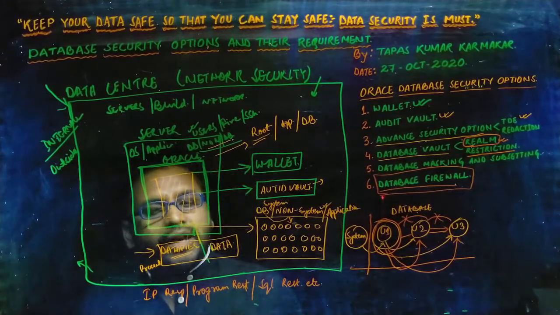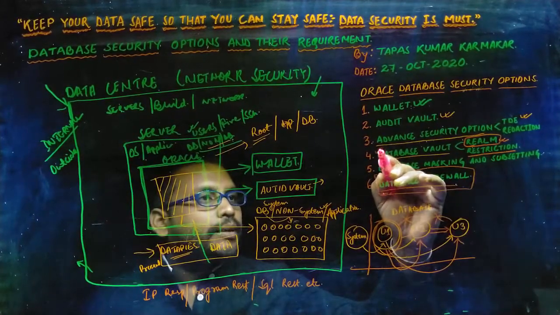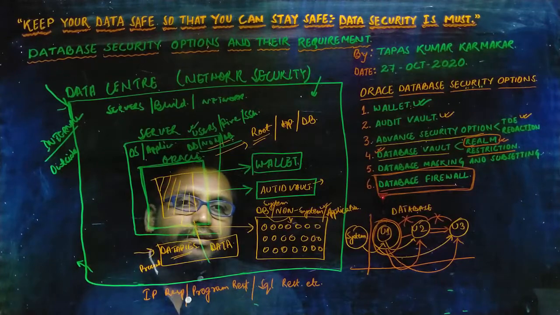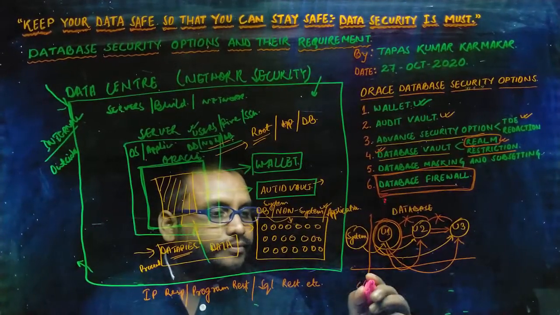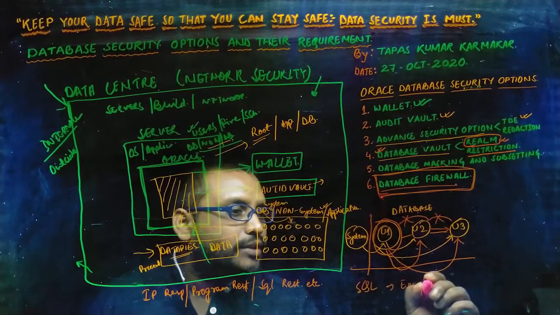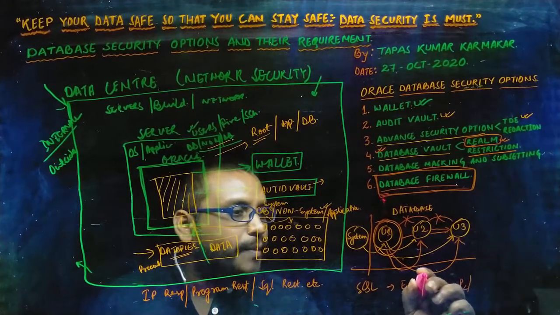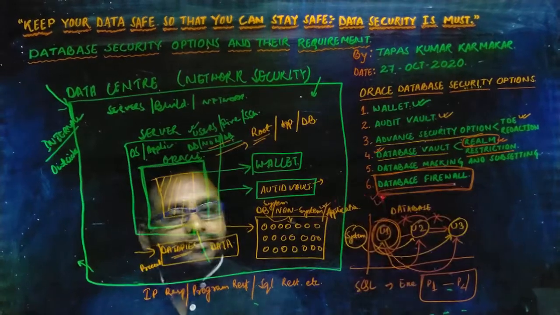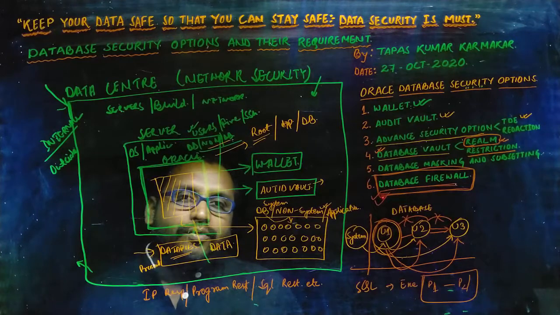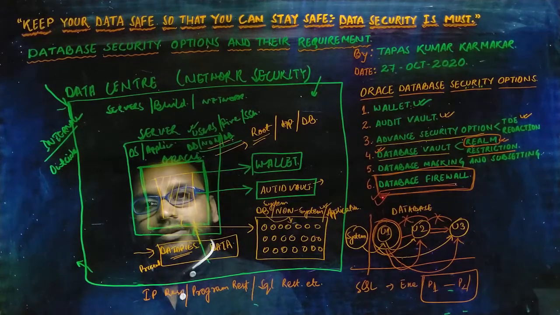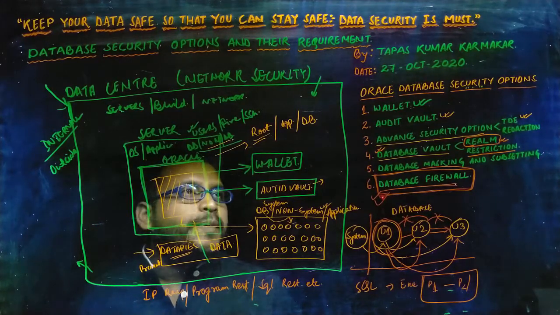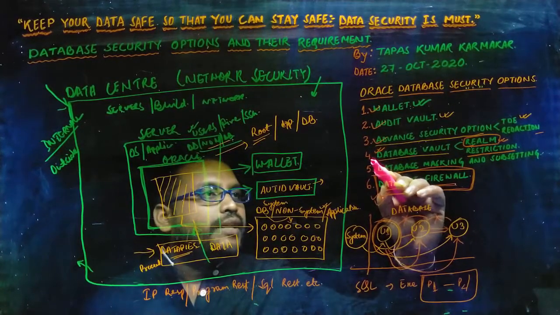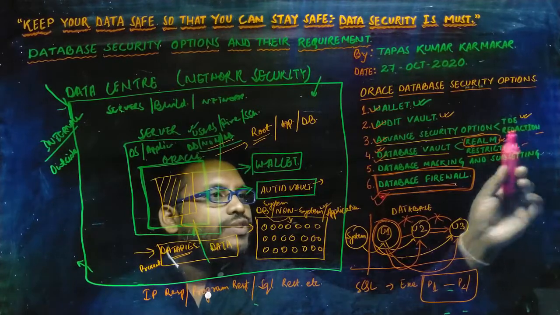You can also do this with Database Vault, but database firewall is a very good feature. With the help of database firewall, you can bar or make a check so that a particular SQL shouldn't execute between period P1 and period P2. Again, IP restriction can be done, program restriction can be done, everything is possible in database firewall. Now, at this stage, we have understood how to secure your database with respect to database wallet, audit vault, database security option, TDE and redaction, then Database Vault with realm and restriction, and database firewall.